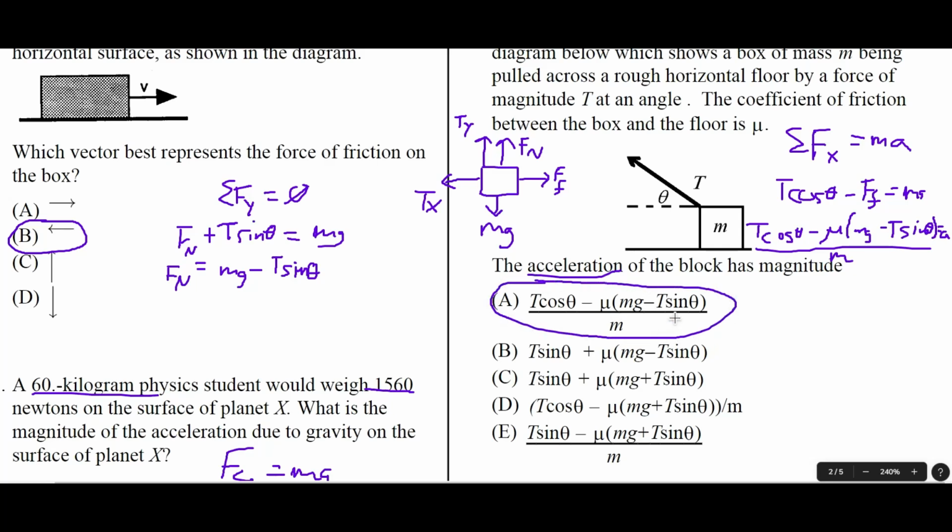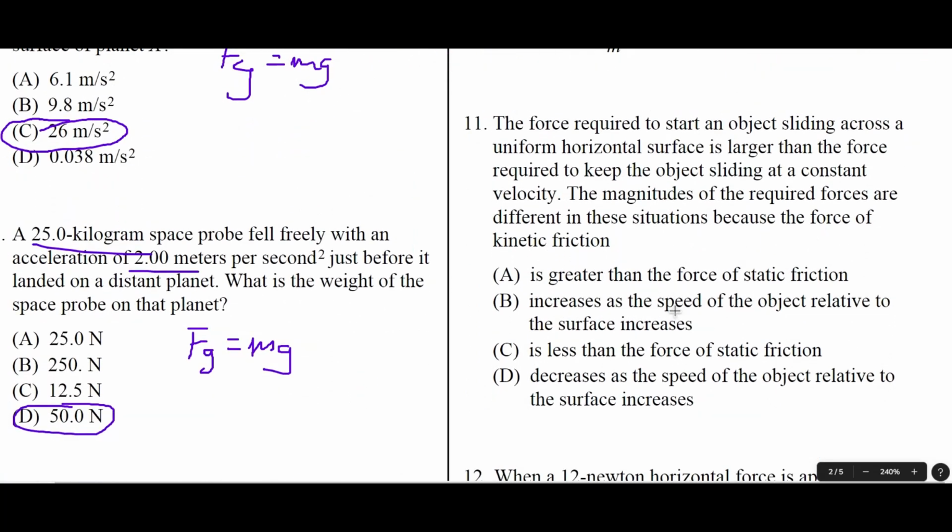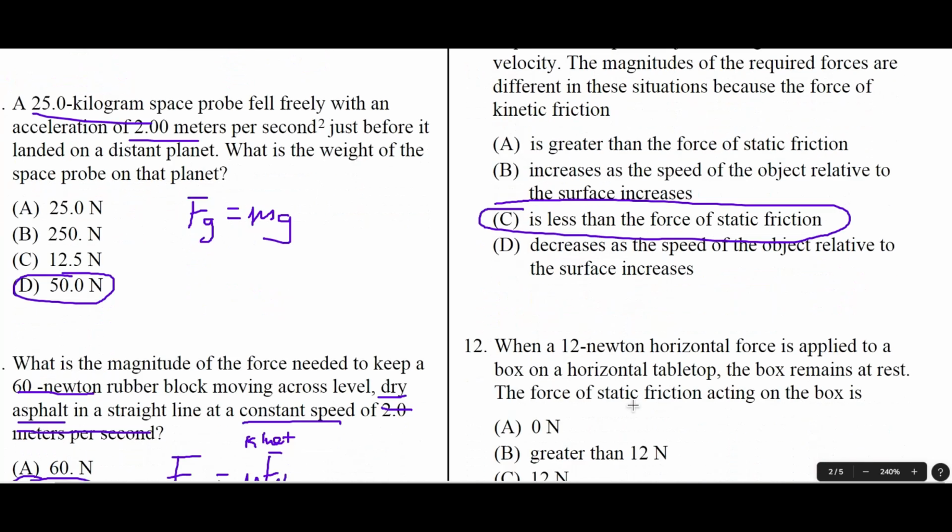All right. Here's the next one. Pause the video, work it yourself, I'm going to go over it in a second. All right. The answer here is going to be C, because we always know that kinetic friction is always easier to keep an object moving than it is to start it moving, and this is shown by the fact that the kinetic coefficient of friction is always less than the static coefficient of friction.